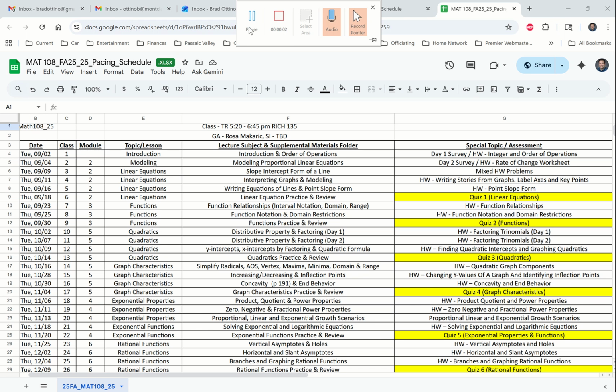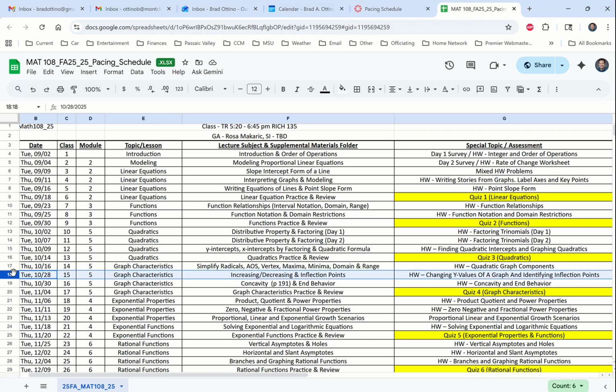Welcome to class today. Today is going to be class number 15, and if you just take a look at our pacing schedule, you could see we're going to be talking about increasing and decreasing function values, as well as inflection points. For homework tonight, I'd like you to please complete the worksheet titled Homework, changing y values of a graph and identifying inflection points.